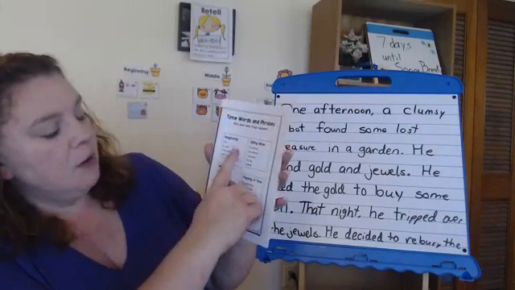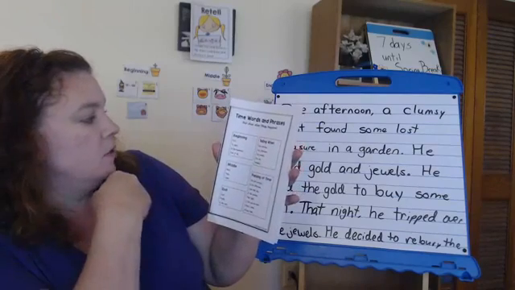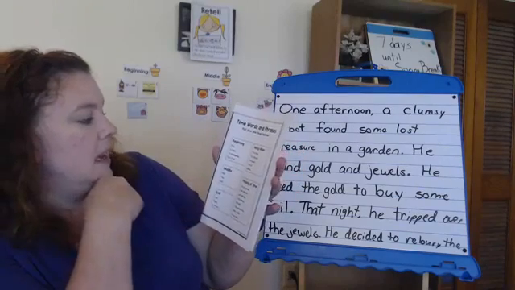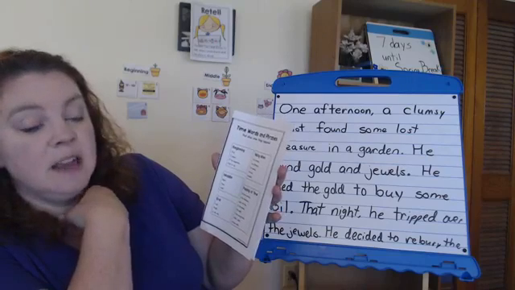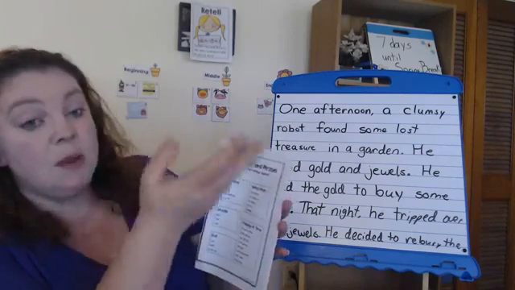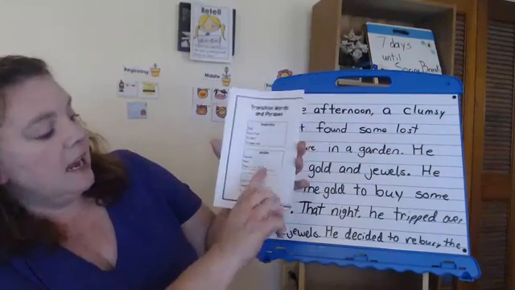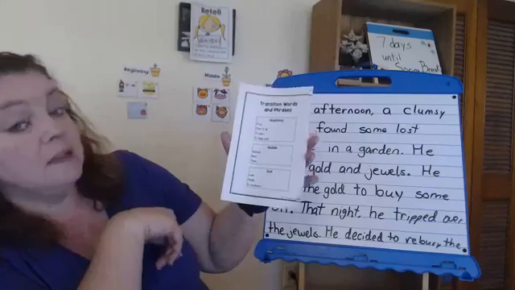The beginning, you could do a beginning, middle, and end. First, a clumsy robot found some treasure in a garden. Next, he found gold and jewels. Last, he used the gold to buy oil. And you can make it in a chronological order that way. There's also, in the beginning, middle, and end, more transitional phrases on the back.